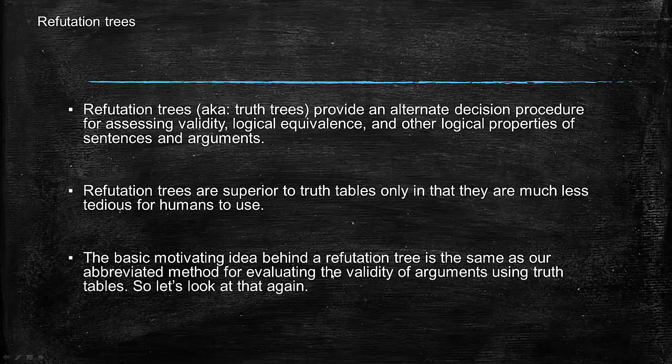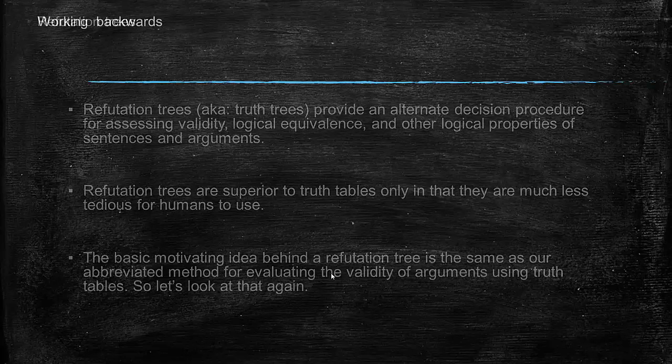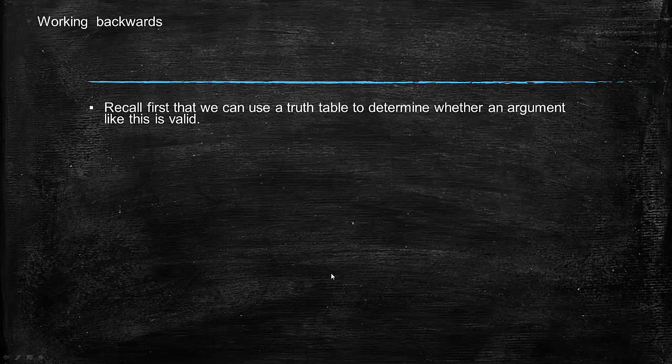They're just much quicker. And so the first thing to understand is that really the basic idea behind refutation trees is the same as what we were talking about in the last lecture. So let's just really quickly review that again. So remember that when we use a truth table, we can do it for a lot of different things, and one of them is to determine whether an argument like this one is valid. We'll just use the simple example. If P then R, not P, therefore not R.